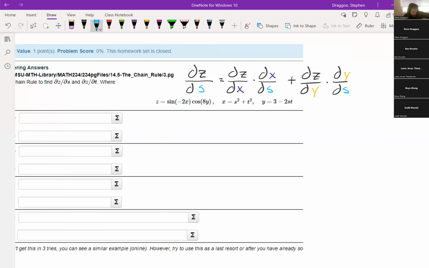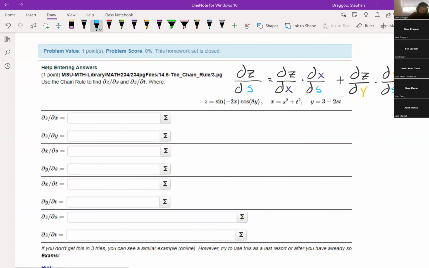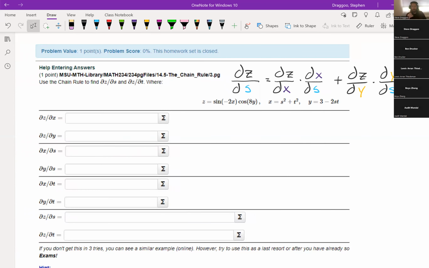So that is going to be our goal. It's going to be four factors in total. So I need a zx partial, I need a zy partial, then I also need an xs partial and a ys partial. So let's start getting those individual pieces, and then we'll put them all together at the end. Starting with our original function z, it's the sine of negative 2x times the cosine of 8y.